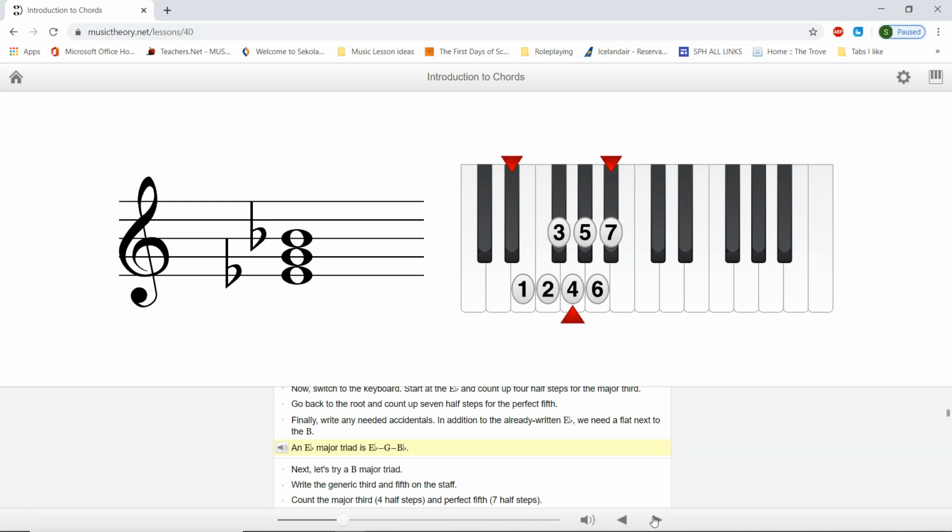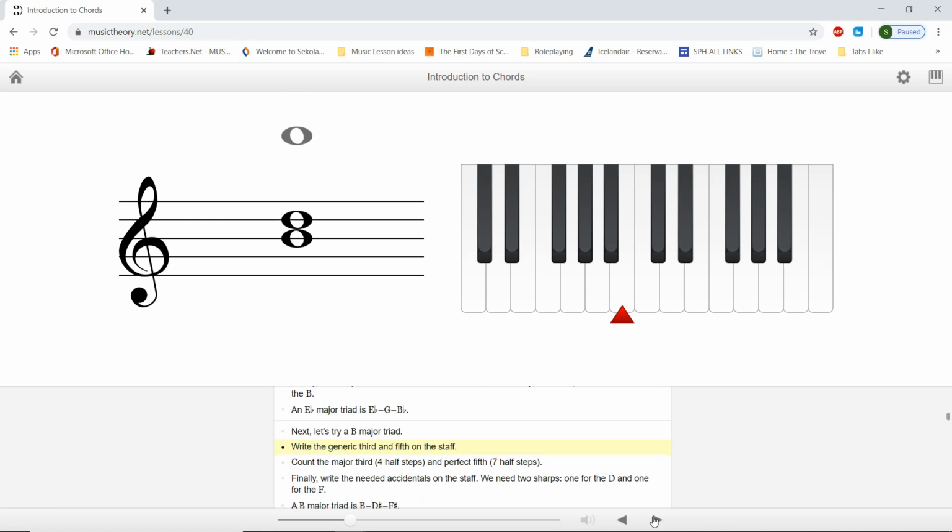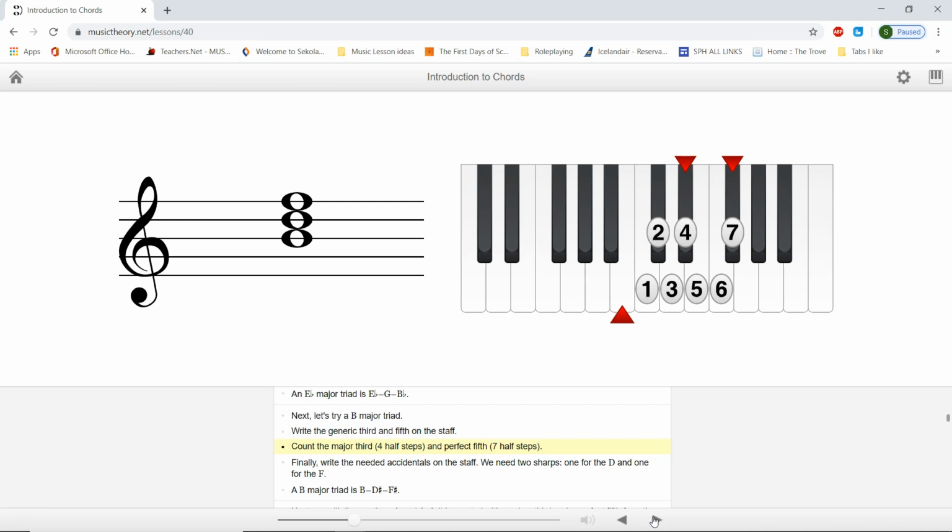Now, let's get away from flats for a minute and let's try a B major triad, B major. Start with our root note. Remember, the root is always the same as the name of the chord. Slap in our third and fifth. Count the major third, which is 4 half steps. 1, 2, 3, 4 takes us to D sharp, and then 5, 6, 7 for our fifth, our perfect fifth, takes us to F sharp.